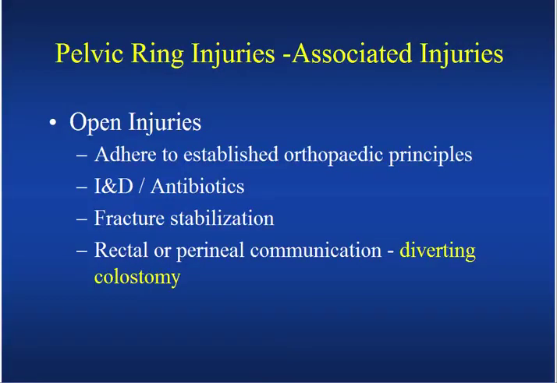Open injuries to the pelvic ring, again, are associated with a significantly worse prognosis, greater morbidity and mortality, and require aggressive IV antibiotics and fracture stabilization. If the patient is known to have rectal or perineal communication, then you should communicate with your general trauma surgeon and strongly recommend that the patient undergo a diverting colostomy.